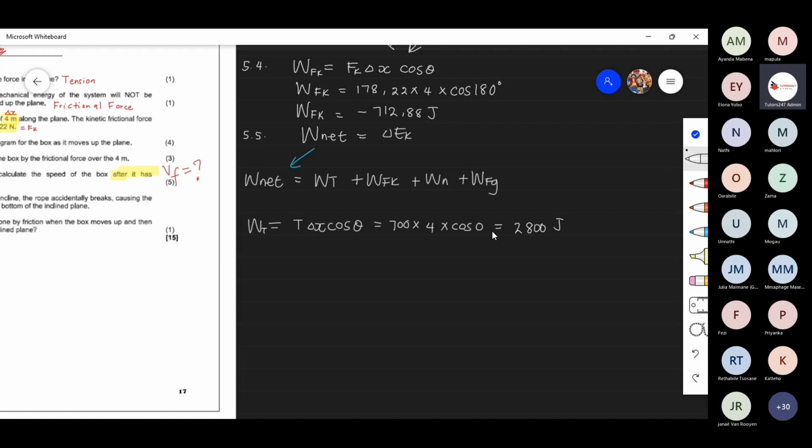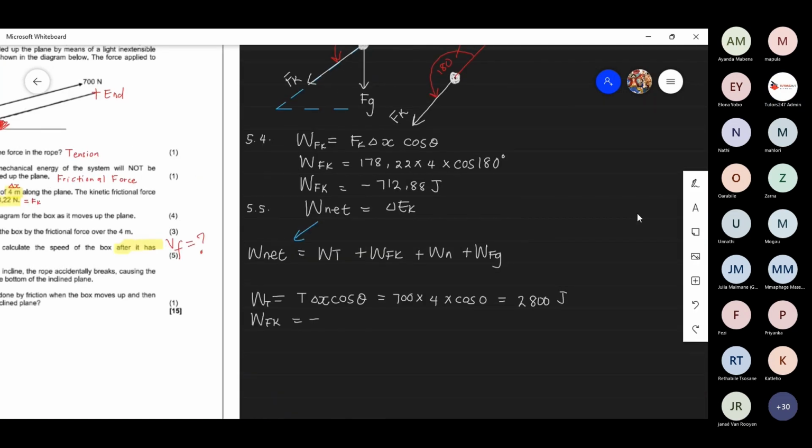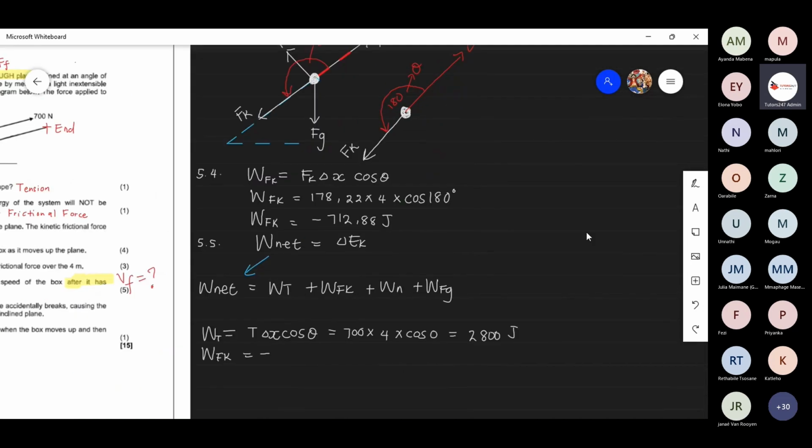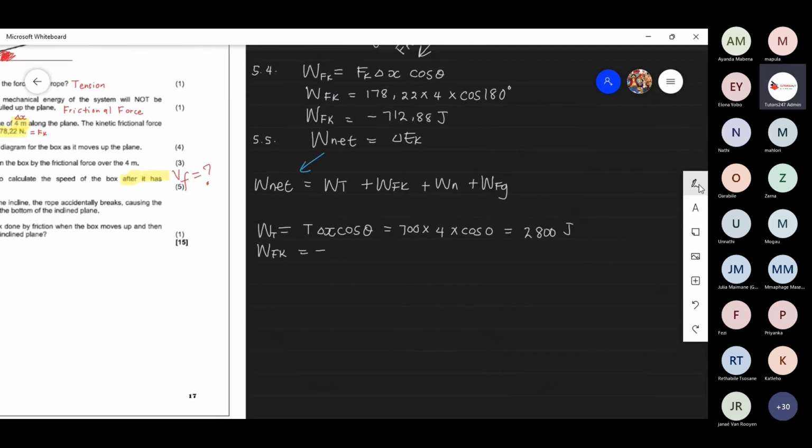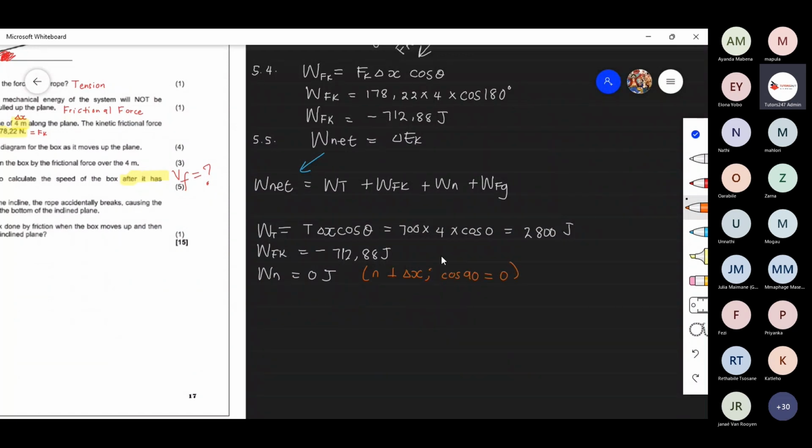Now, we already calculated the work done by kinetic friction, which was negative, I think it was, let's see, where is that? Oh, there it is. Negative 712,88 joules. Work done by normal force is just going to be 0 joules because our normal force is perpendicular to our displacement and cos of 90 equals 0.